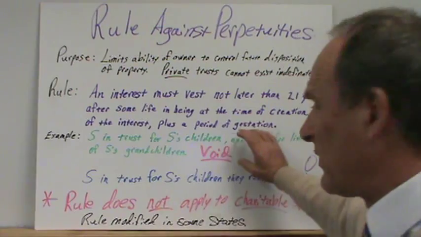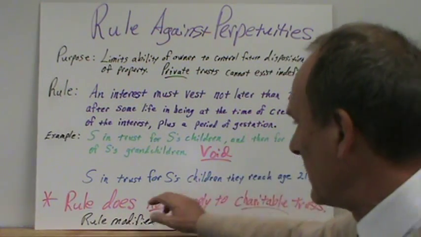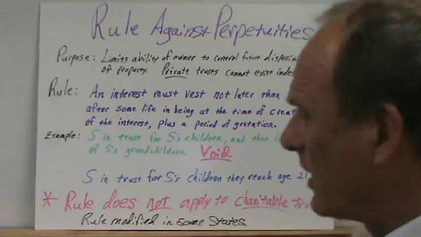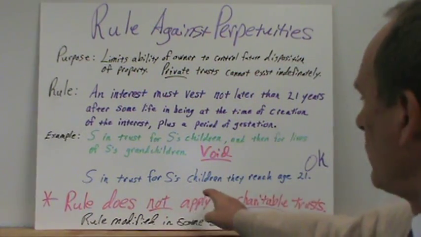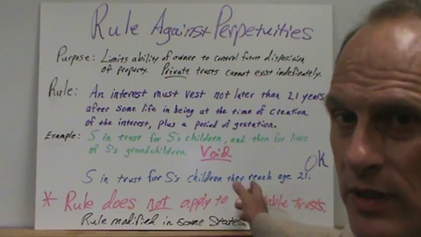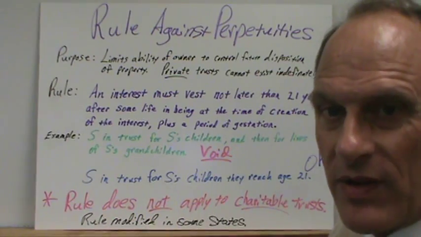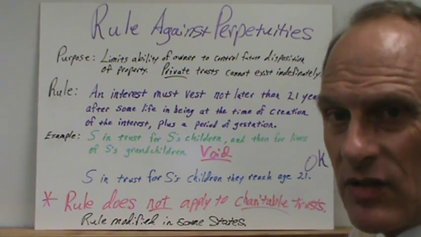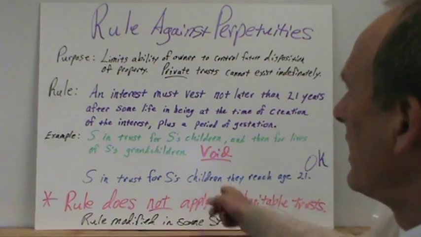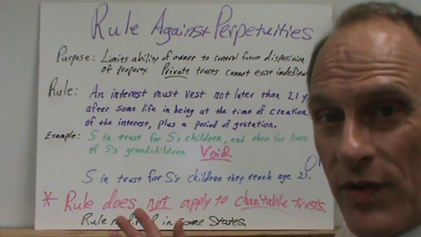Another example: there may not be a definite limit on the first one. But on the second one, the settlor puts money in trust for the settlor's children until they reach the age of 21. Okay, then we have a specific limit on it, and that is a good example of a trust that does not violate the rule against perpetuities. And that is an overview of trusts.